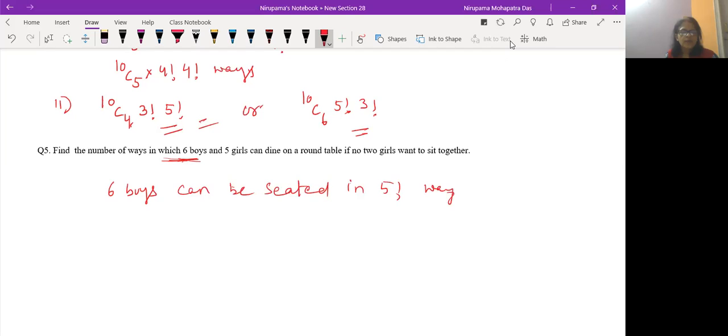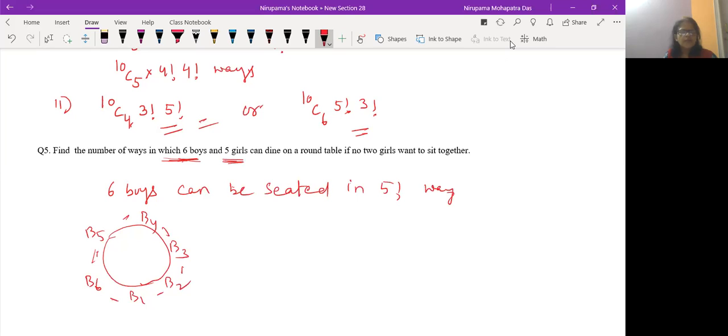Okay, so if I just write like this, B1, B2, B3, B4, B5, B6. Okay, 6 boys. Now you see 5 girls. So we are not actually arranging them, right? Because the places left are 1, 2, 3, 4, 5, 6. So 6 gaps, 5 girls. So they can be arranged in how many ways?